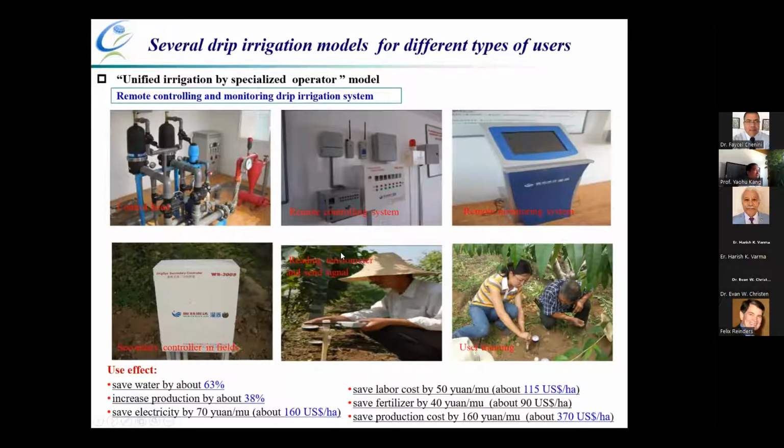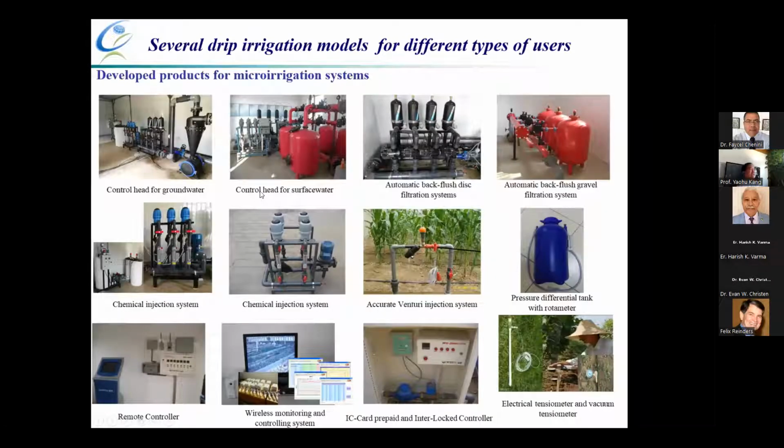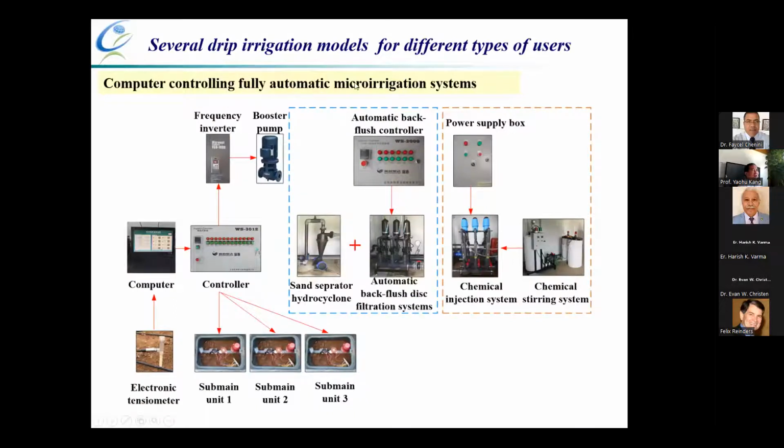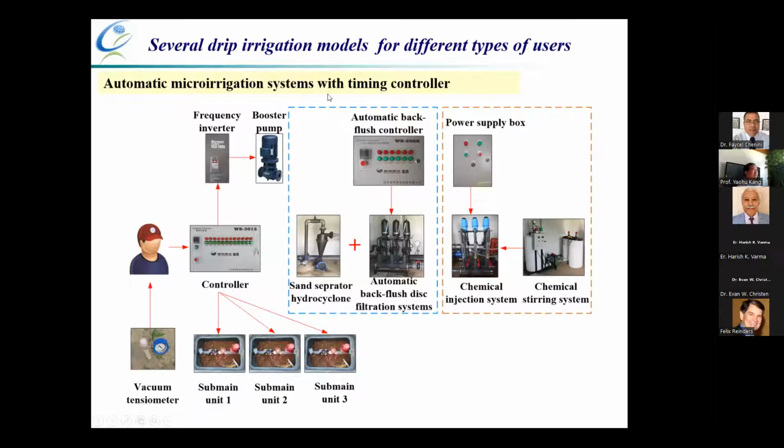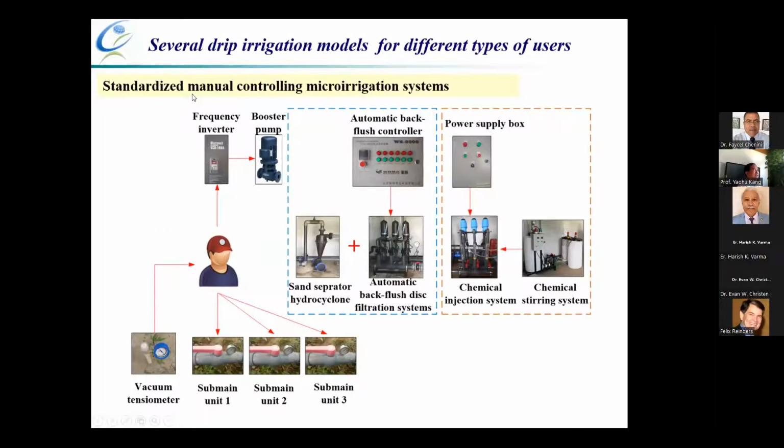So it's more convenient. In the past 20 years we developed different systems for our different models. There is a computer-controlled full automatic micro irrigation system, a full automatic micro irrigation system without computer, an automatic micro irrigation system with timing controller, and a standard manual controlling micro irrigation system. So that is for different types of farmers.